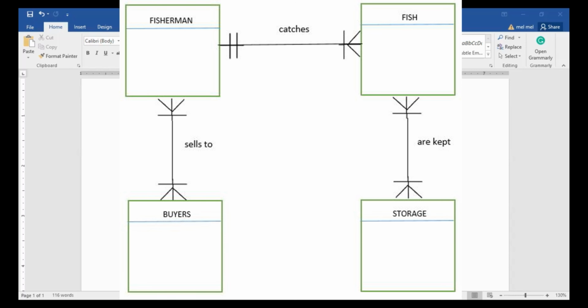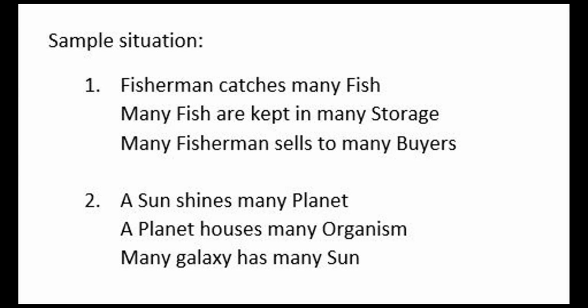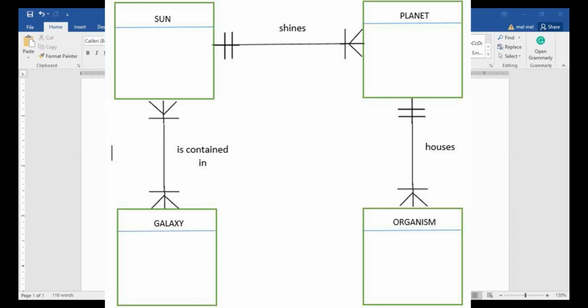For our next problem, the first problem is a sun shines many planets. So one sun shines one or many planets. You could also put the word shines here. That already defines the proper meaning, so this will suffice. Next problem: a planet houses many organisms. So one planet houses one or many organisms.